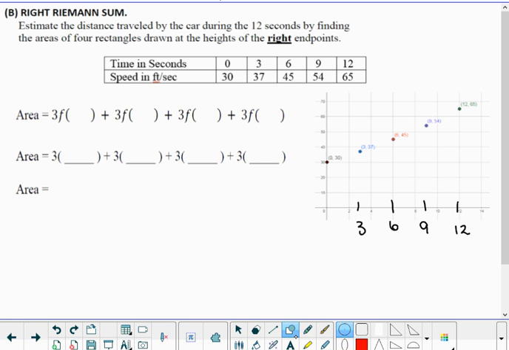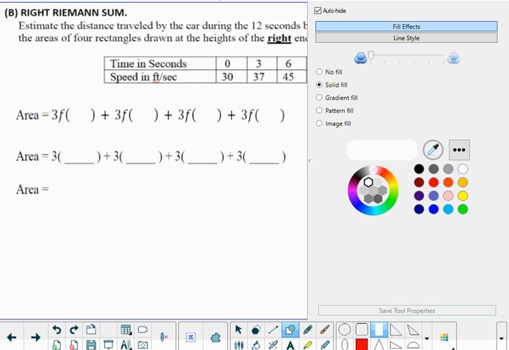Now I'm going to draw in the representative rectangle. Let me change this color a little bit. Let's put a yellow on there. That should, oh, come on, move with me. That should work. Okay, where's the save?